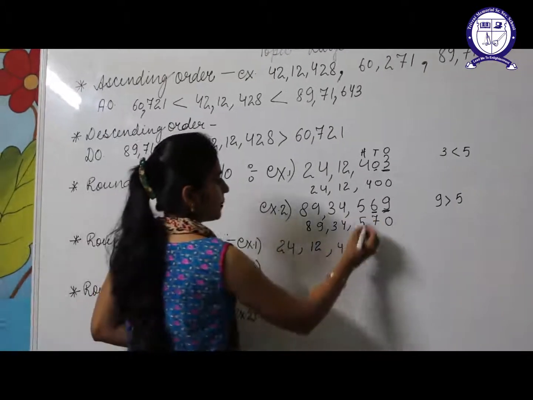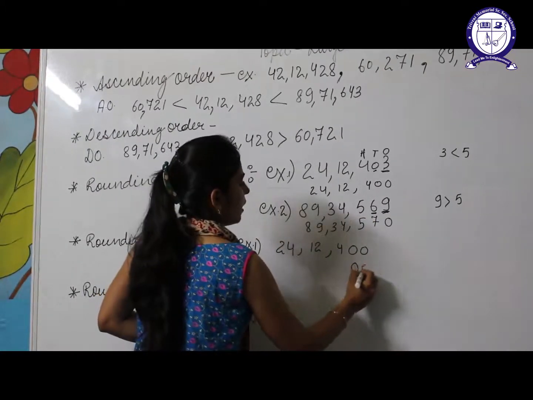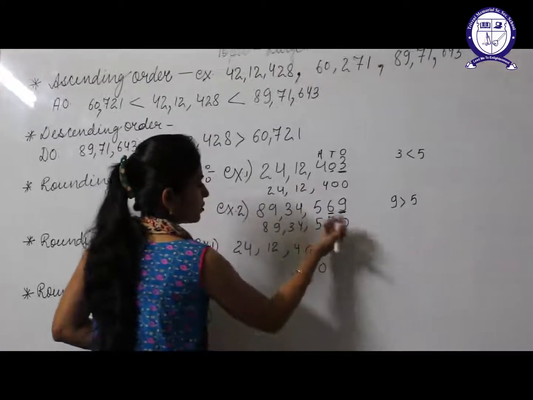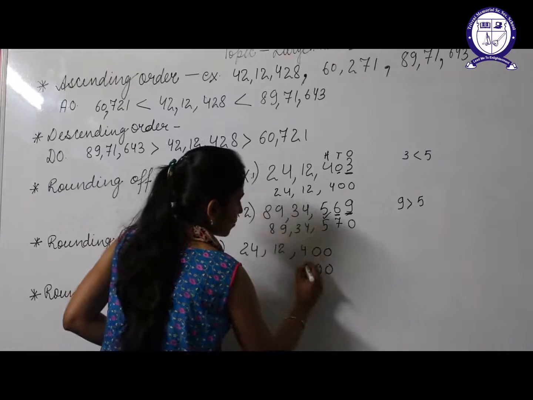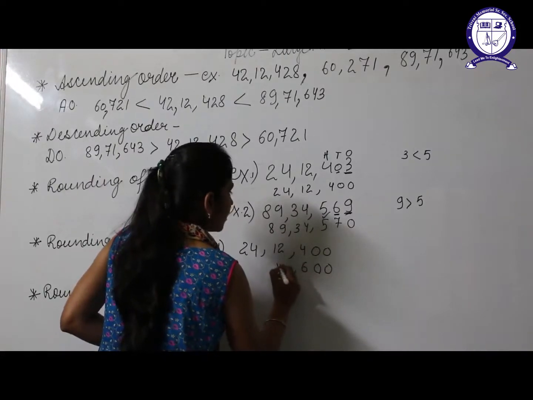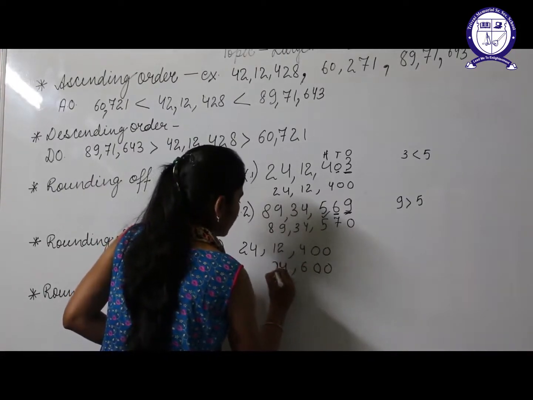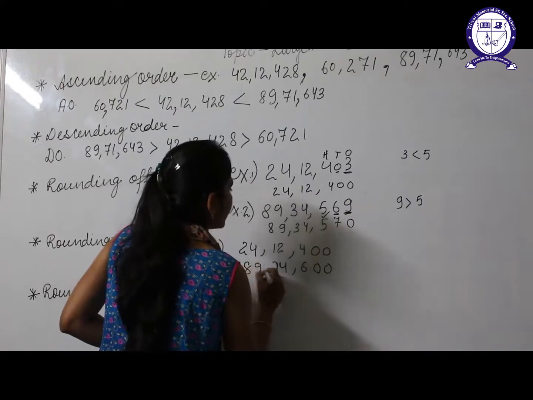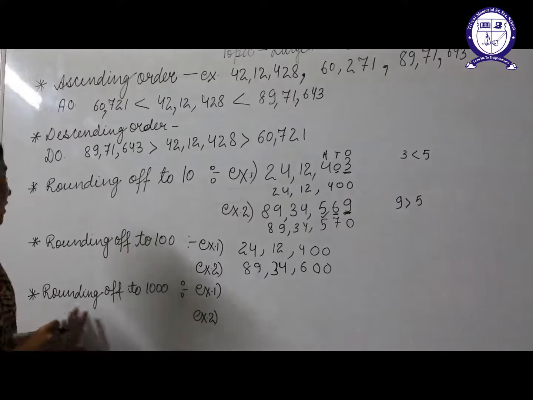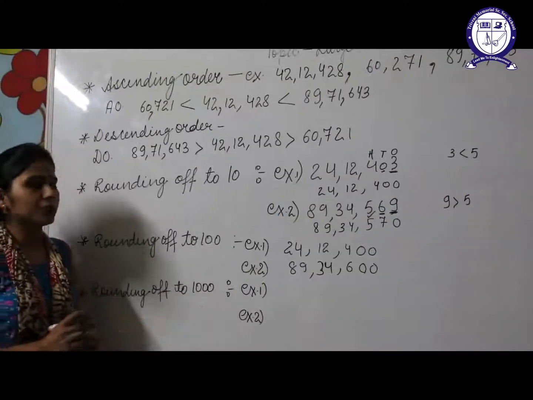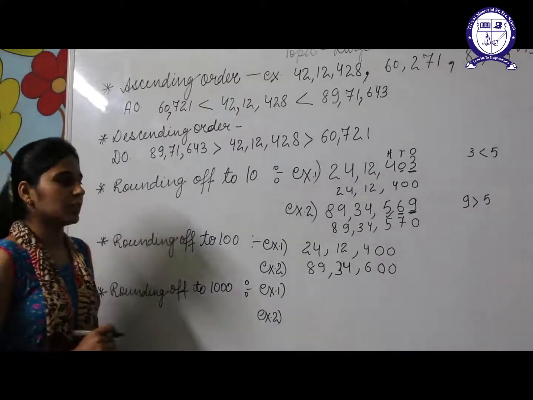So we will make this number 0, the right hand side digit will become 0, and we will add 1 to the 100 place. So it will become 6. So it will be written as 89,34,600 students. And towards rounding off to 1000, you have to look at the 100 place digit.